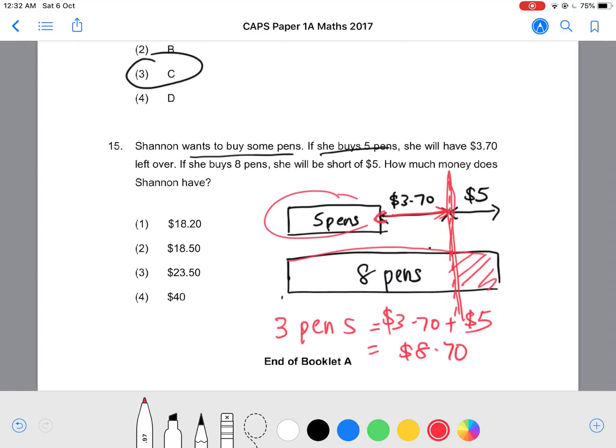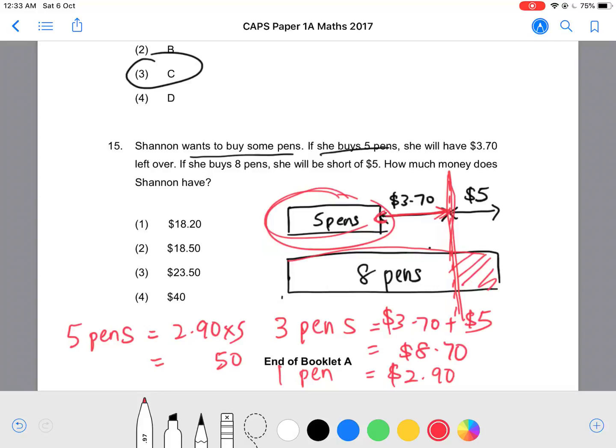So how much does Shannon have? We will need to find out first how much is 1 pen. Alright, $8.70 divided by 3 will be about $2.90. So let's go on to find out 5 pens, shall we? Because if we find out 5 pens, then we know that he has an extra $3.70 left. So $14.50 plus $3.70 will be how much money he has at first, which is $18.20.